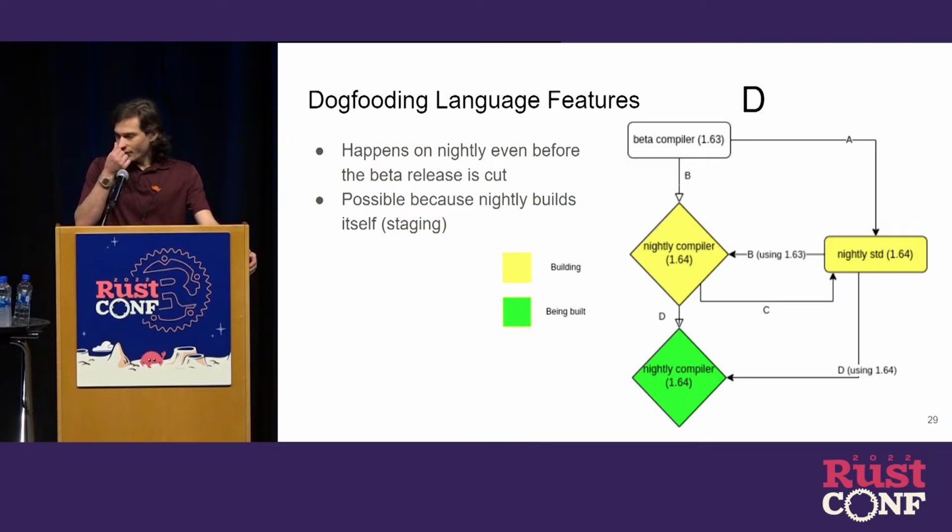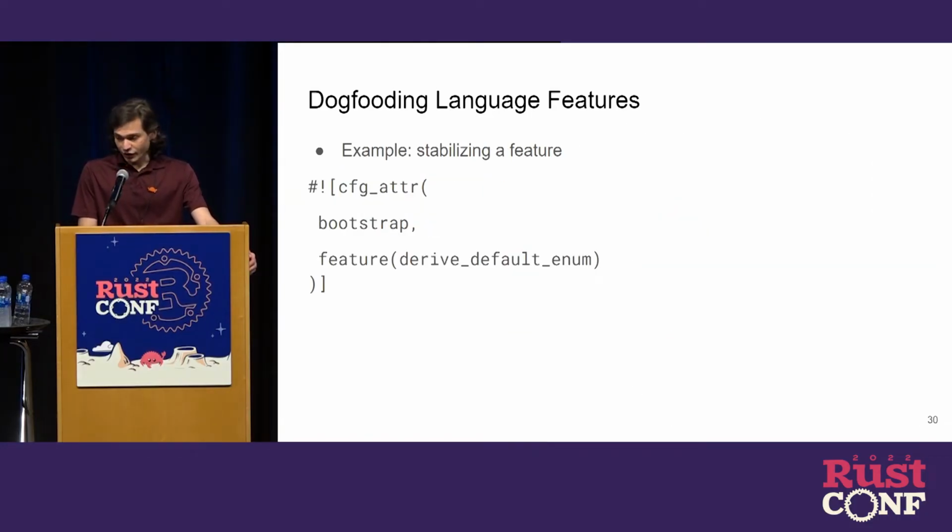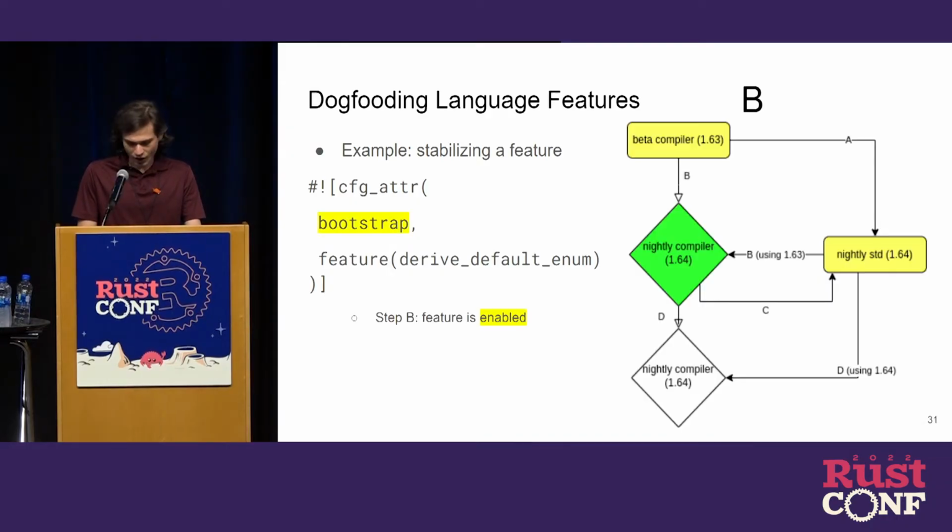Right, so then we rebuild the standard library. We use that newly compiled standard library to build the compiler again using the nightly compiler. And what that lets us do is use language features in the nightly compiler. So let's take a concrete example. Say we stabilize a feature. This is derive default enum, which lets you derive default on an enum. It was stabilized in 1.62.